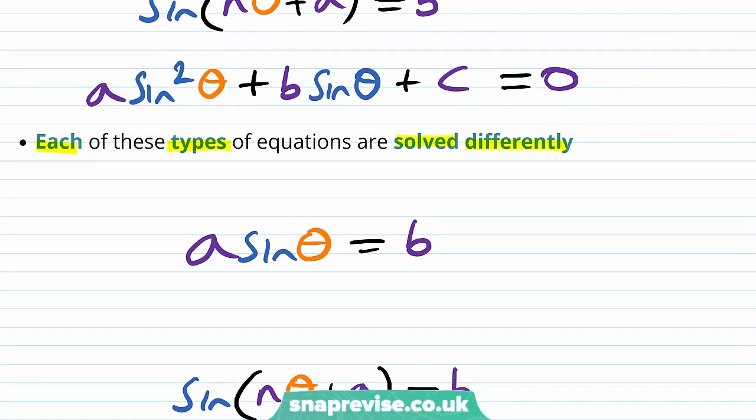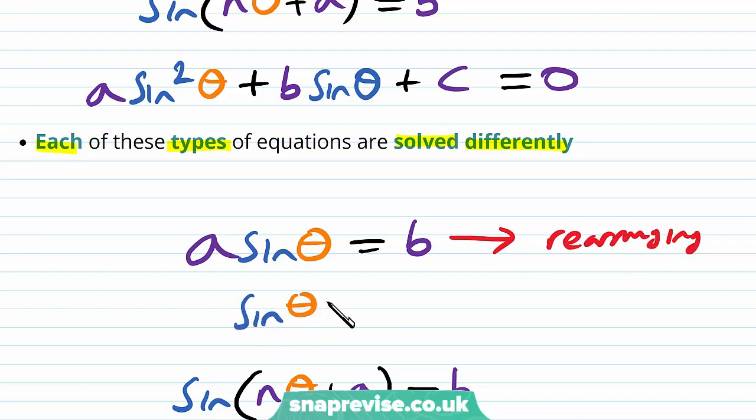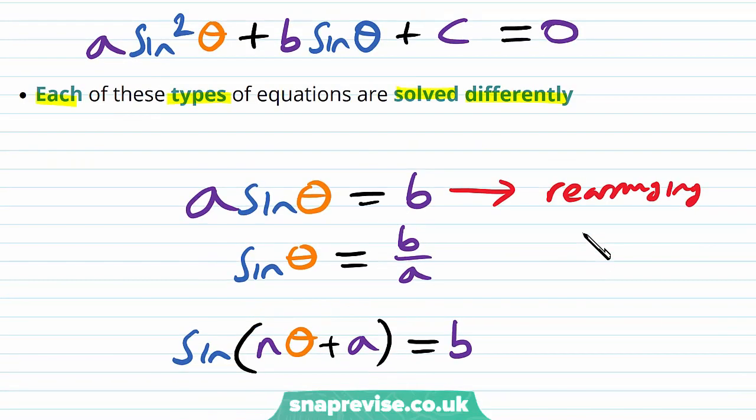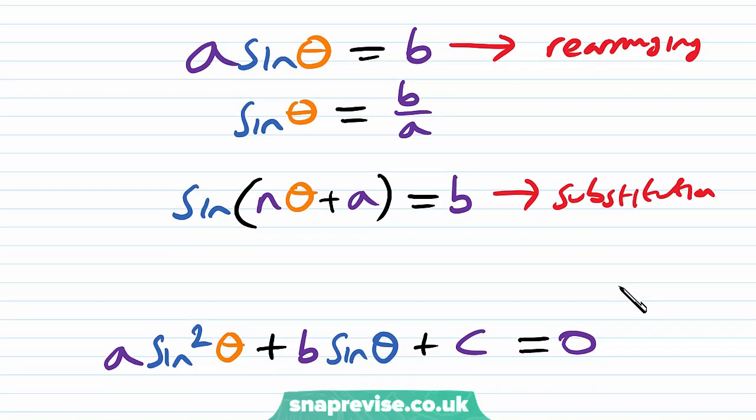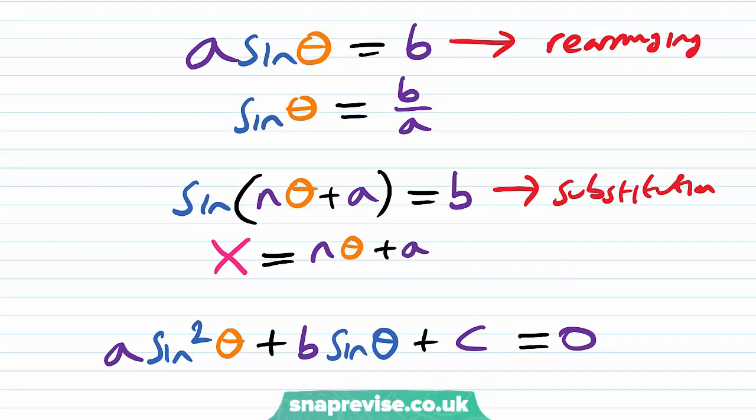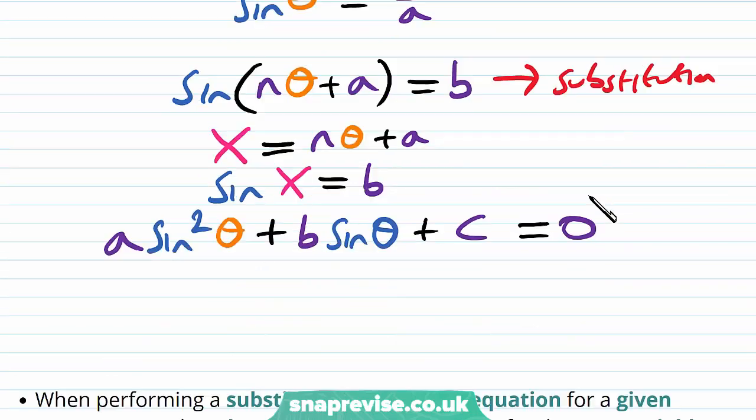We solve this first type of equation by rearranging. We rearrange and obtain that the sine of theta is simply equal to b over a. We can then use the inverse sine function to solve for theta. For this type of equation we use substitution. We use the substitution that capital X is equal to n theta plus a. This gives us the new equation sine of capital X is equal to b, and we can solve that equation by the same method as above.